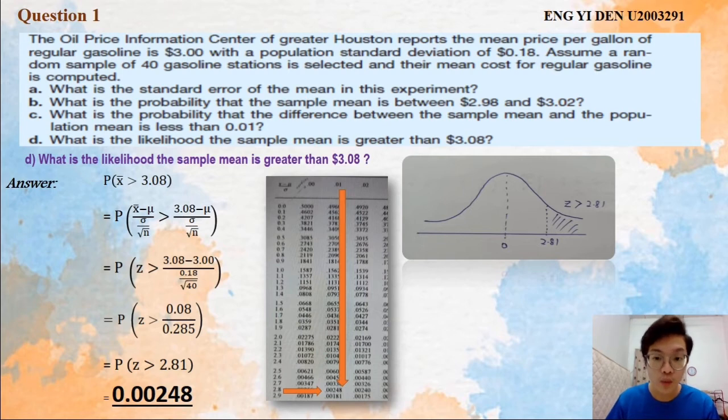After that, we can draw a normal graph and show the 2.81, and we can find from the appendix table 2.81, and the final answer will be 0.00248. That's all for question 1D. I will pass my stage to my mate.